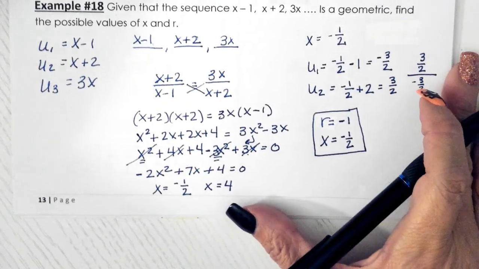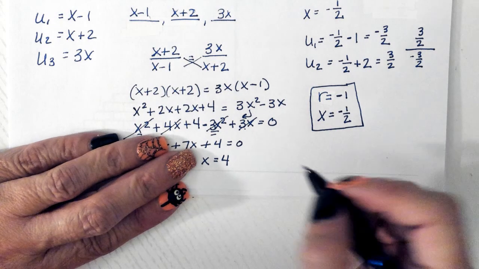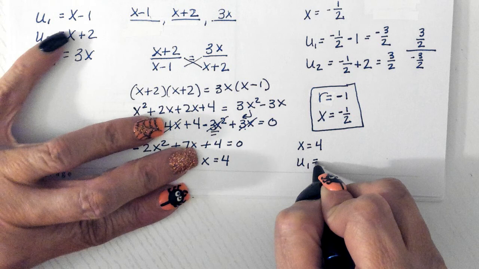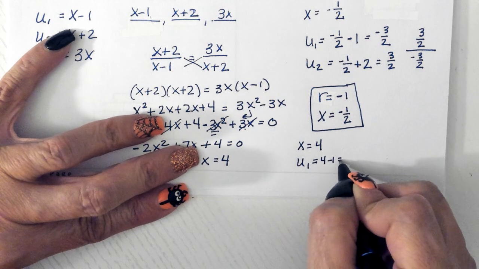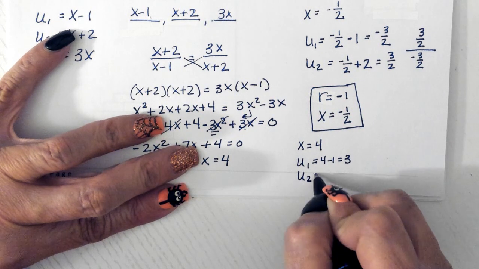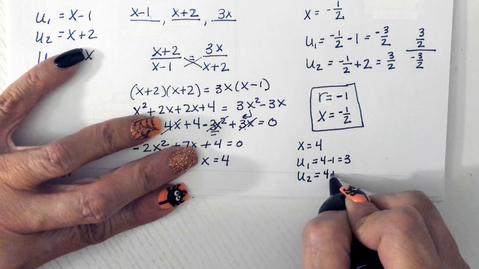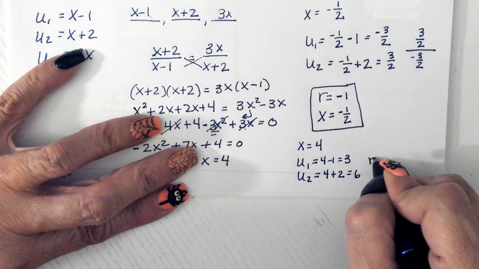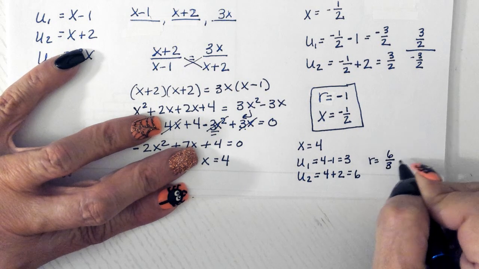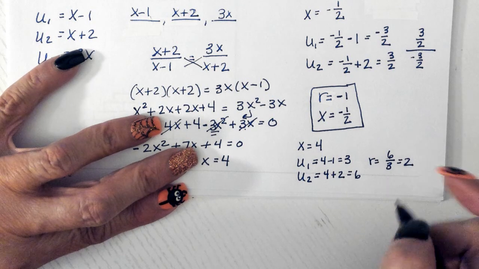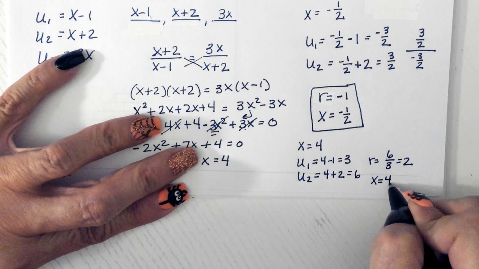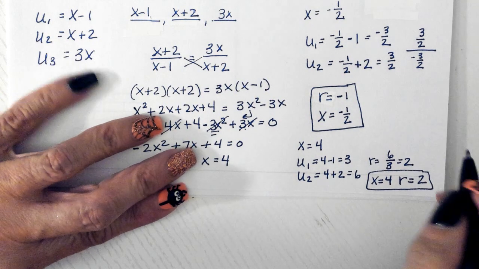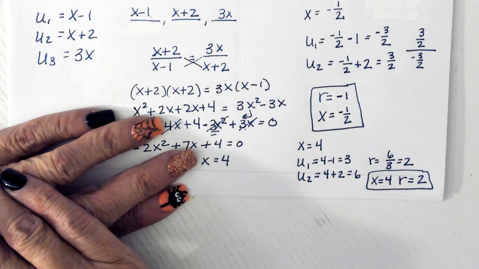Now we need to do what happens if x equals 4. So if x equals 4, u sub 1 would be 4 minus 1, which is 3. U sub 2 would be 4 plus 2, which is 6. And in this, the common ratio would be 6 over 3, which is 2. So in this scenario, x equals 4, and the common ratio is 2. Two different scenarios, two different answers.